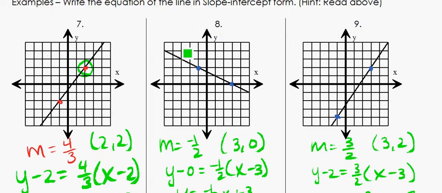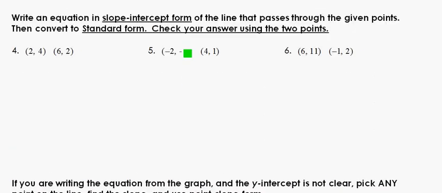One last skill on this particular set of notes is to write an equation given 2 points and go to standard form. In order to go to standard form, we generally pass through all 3 different forms. We'll go to point-slope, convert it to slope-intercept, and then it goes to standard form. But it naturally just happens that way. So let's take a look at example 4 together, and then you can work on 5 and 6 on your own.